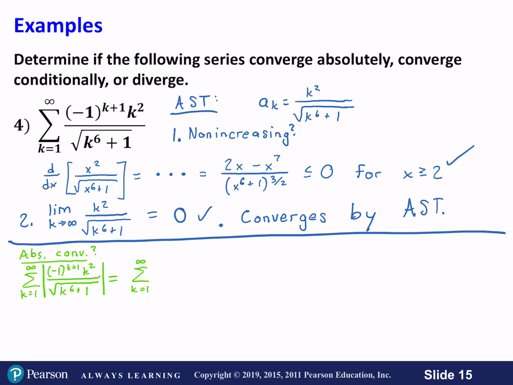If we take its absolute value, we get k squared over the square root of k to the 6th plus 1. We basically just got rid of that (-1) to the k plus 1 term. All right, now use any tool in your toolbox to determine whether this thing converges or diverges. Some things we've learned: divergence test. That will actually be inconclusive for this series because the limit is 0.